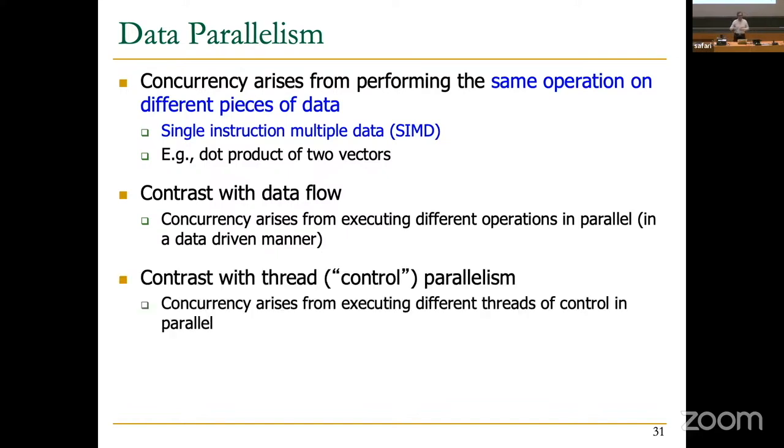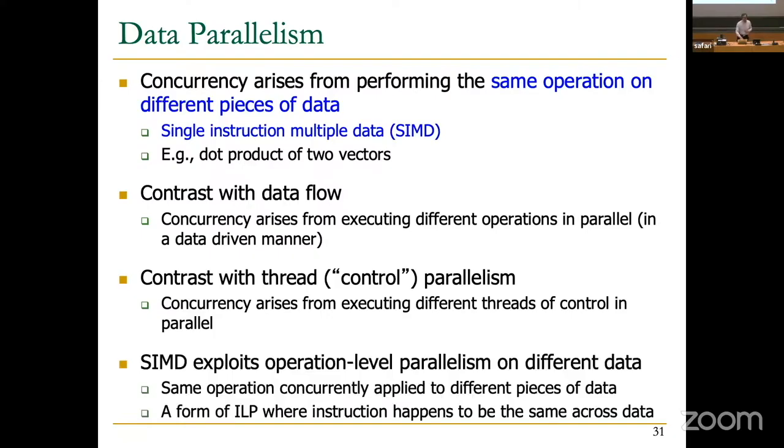Contrast this with thread parallelism at a higher level. This is multiple instruction, multiple data. The concurrency arises from executing different threads of control in parallel, different tasks in parallel. And again, these may have nothing to do with each other. But we're going to get back to GPUs because GPUs are going to combine SIMD and thread parallelism in a very particular way soon.